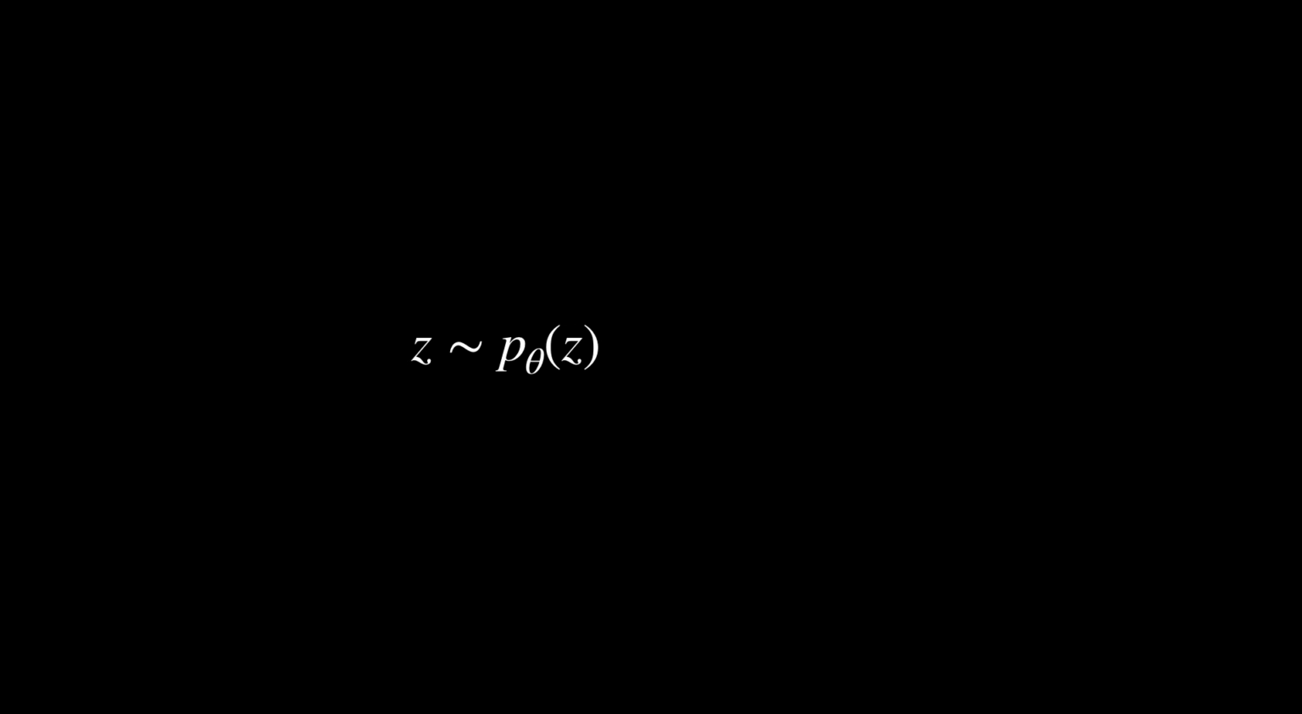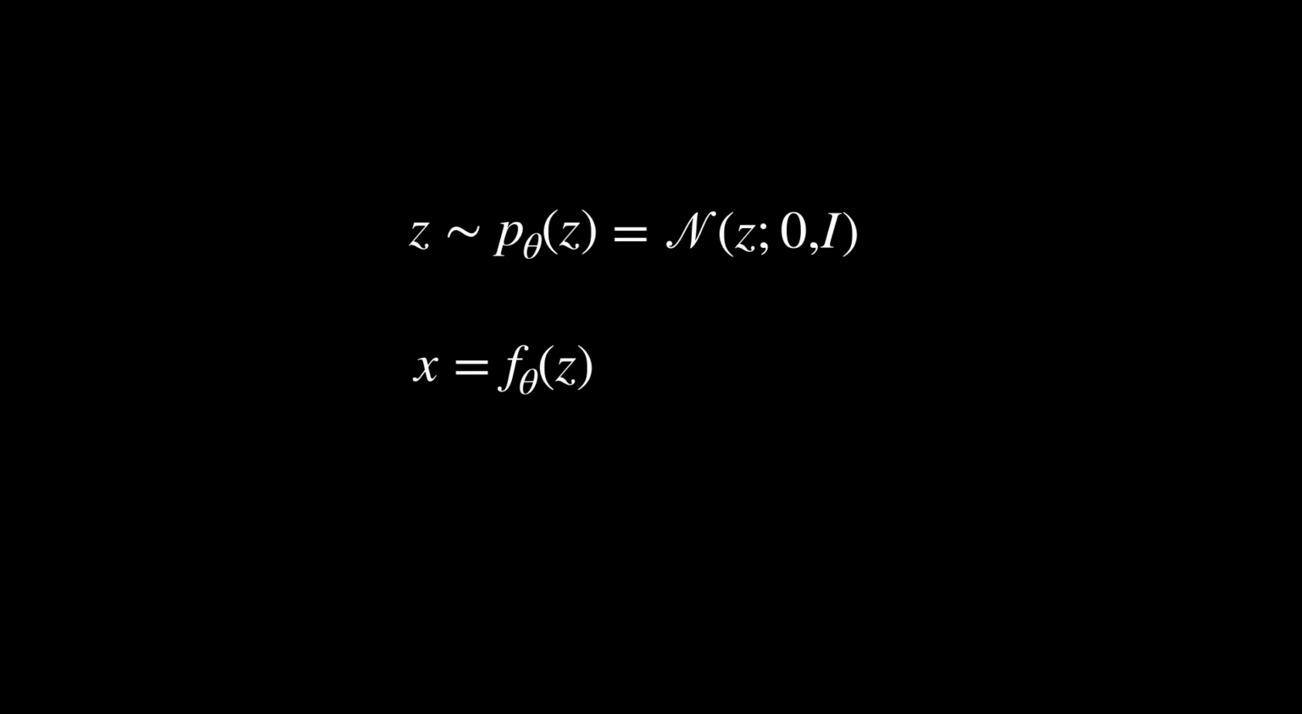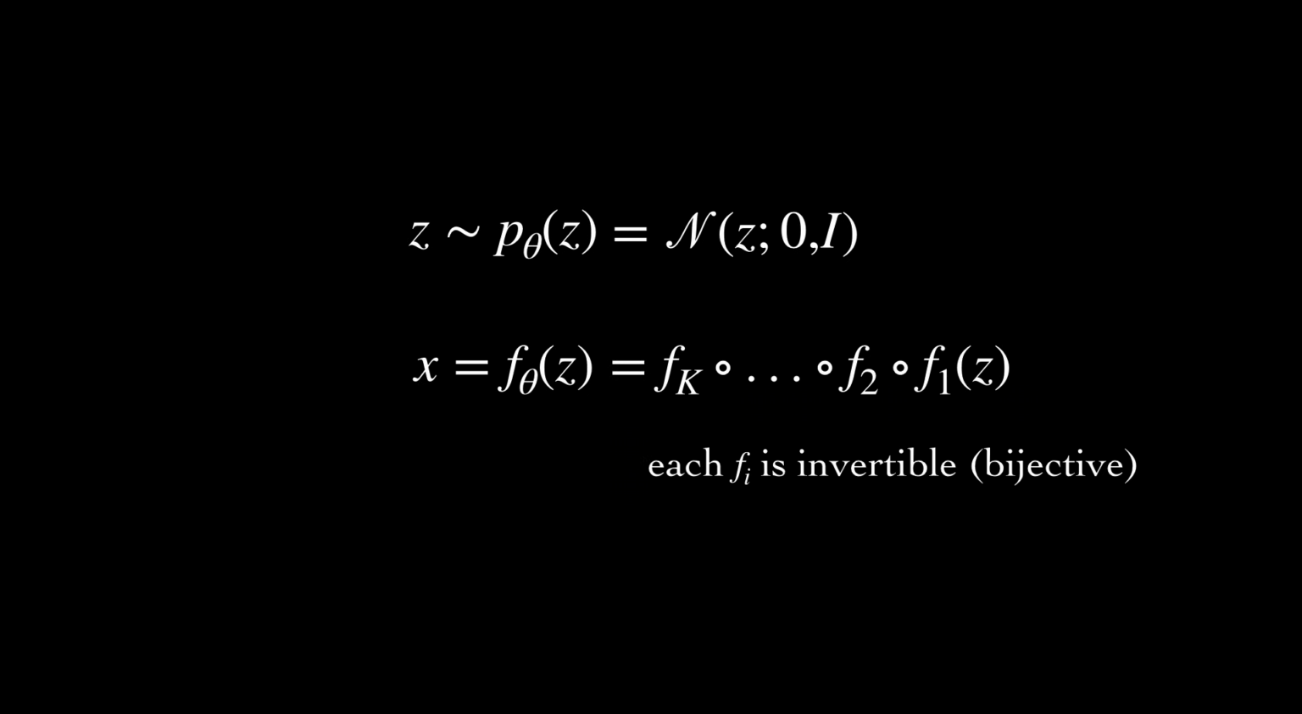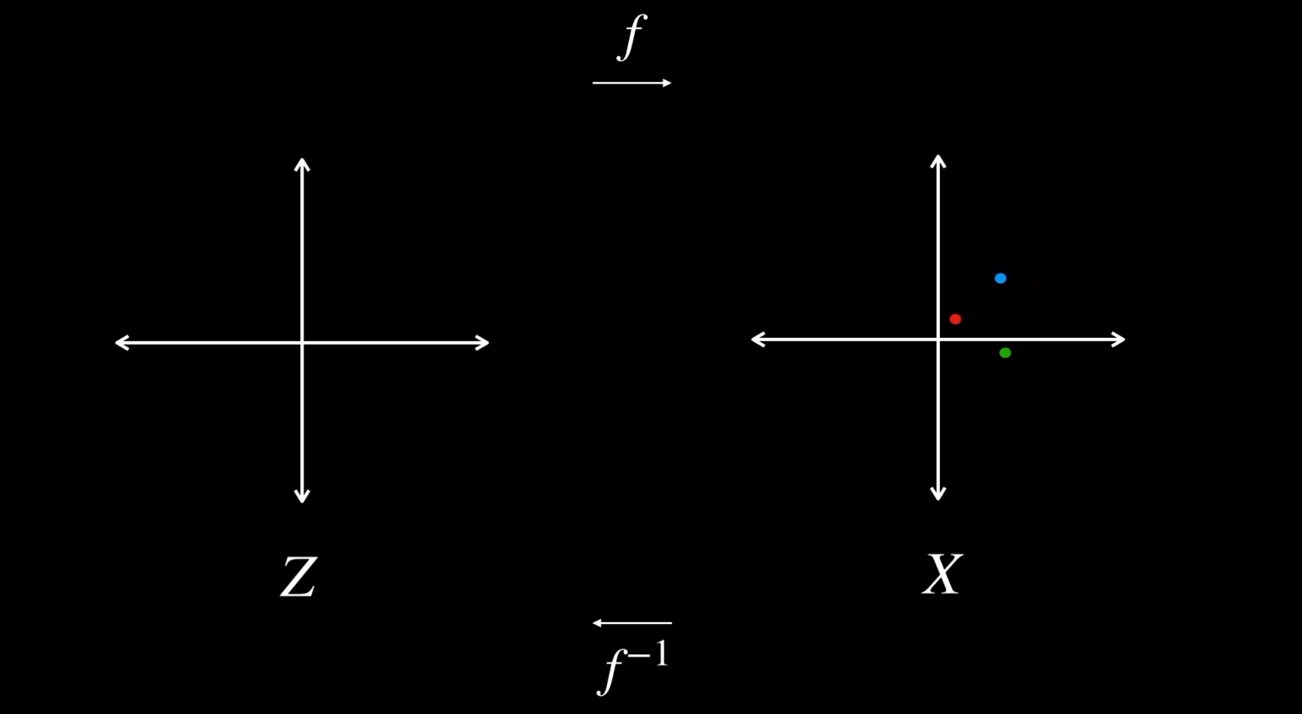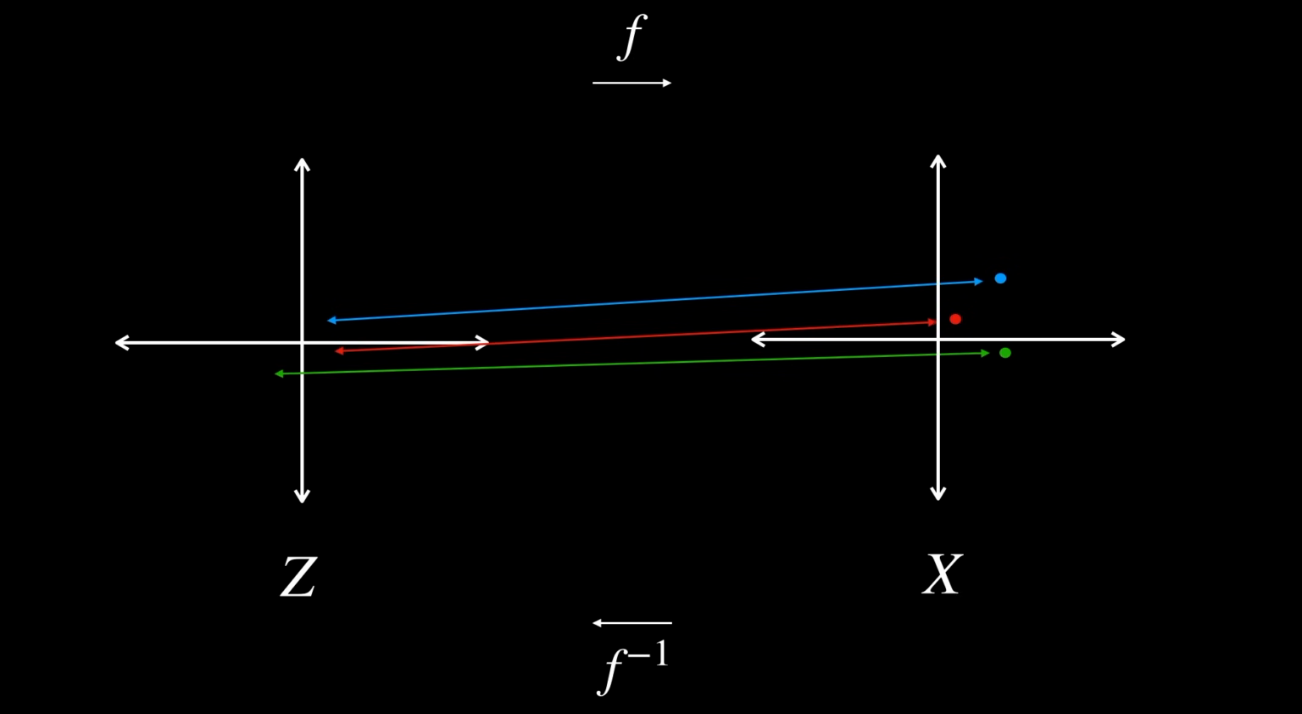Suppose we have a continuous random variable z with some simple distribution like a spherical Gaussian, allowing for easy sampling and density evaluation. The key idea is to transform this simple distribution with some function f into a more complicated one. We'll formulate f as the composition of a sequence of invertible transformations, so the overall transformation is also invertible. For any x, we have exactly one z that could have been sampled to produce it.